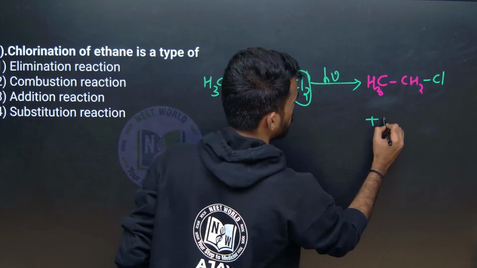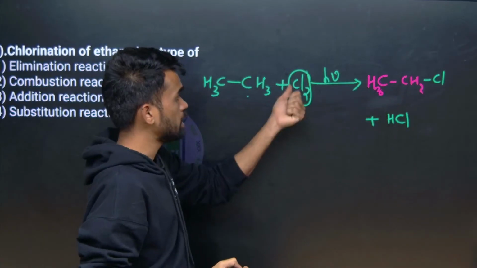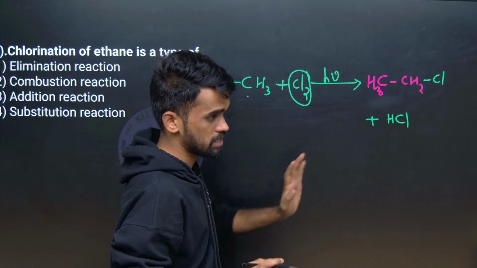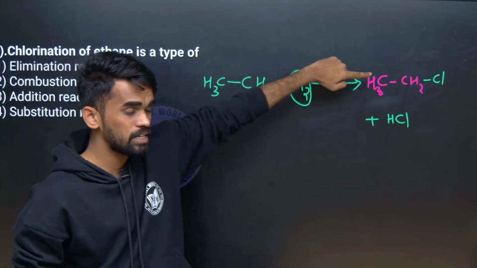And what is our byproduct here? HCl: the hydrogen from here which we replaced by chlorine, and another chlorine from here, forming HCl. So these are the things formed here. So our substrate is converted into this form.